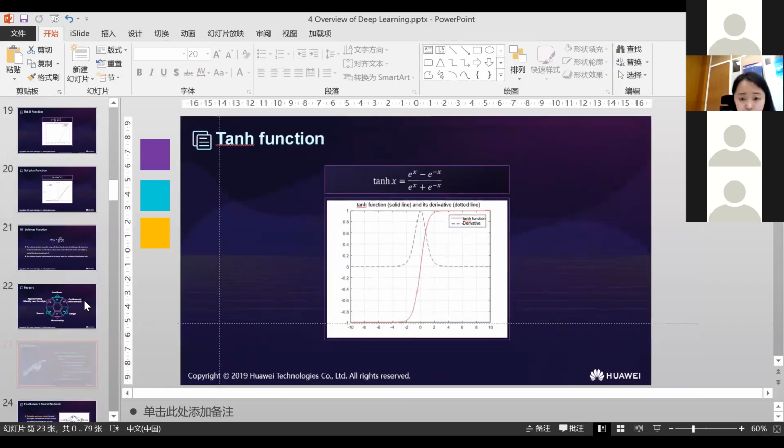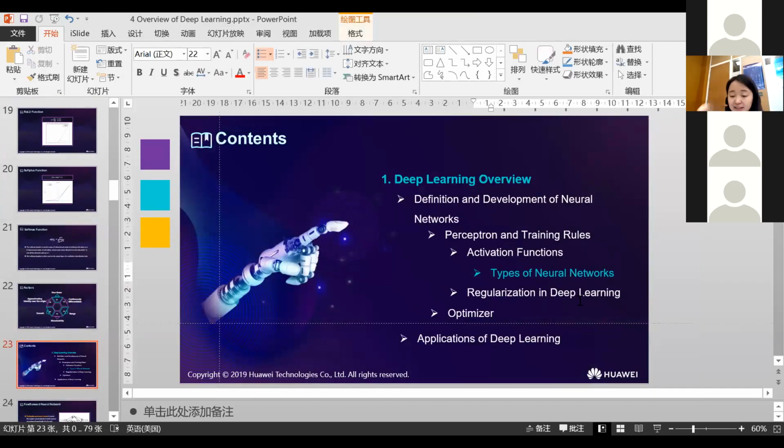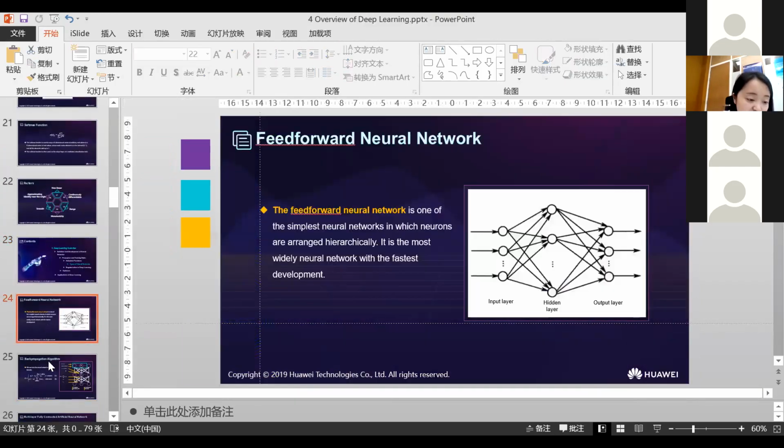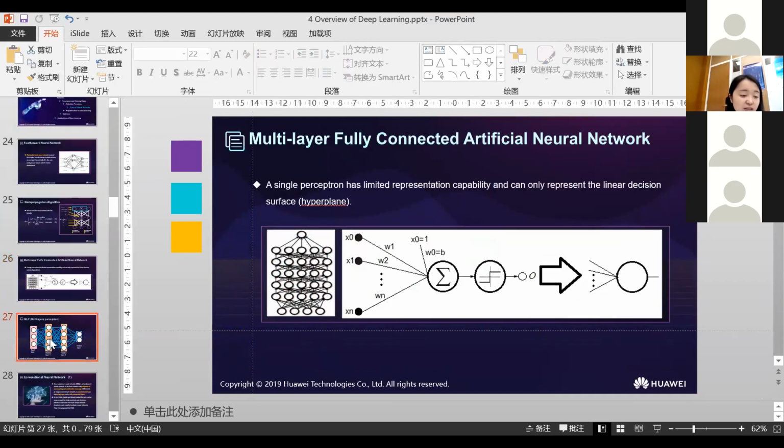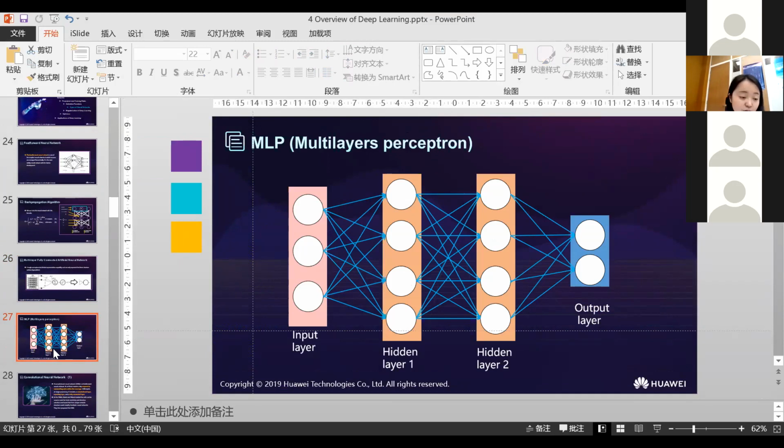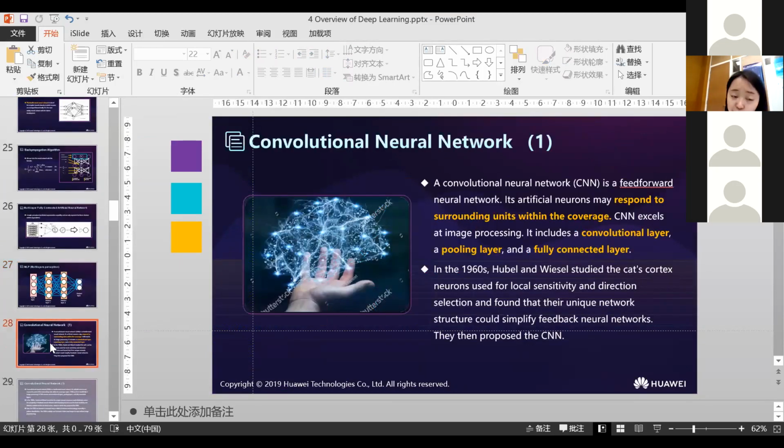And here, the next topic we're going to talk about is the types of neural networks, like feedforward neural networks, multi-layer fully connected neural networks, multi-layer perceptrons, and convolutional neural networks.